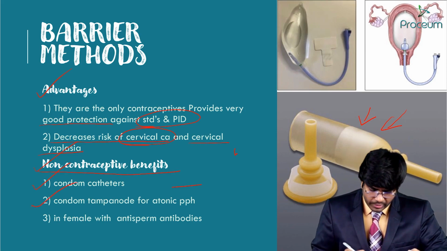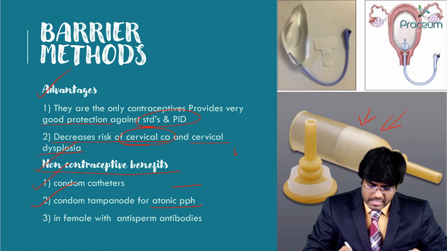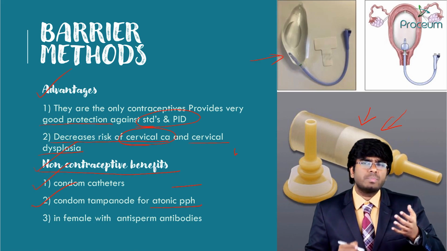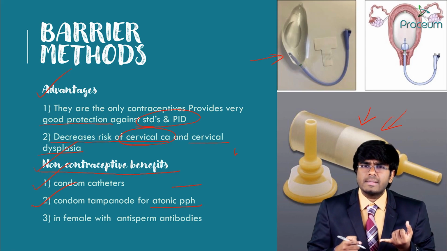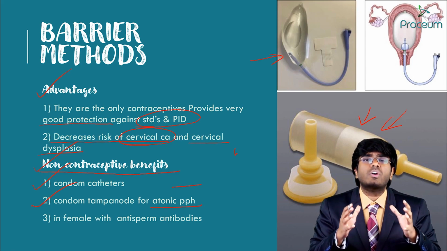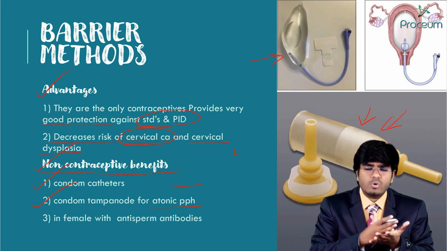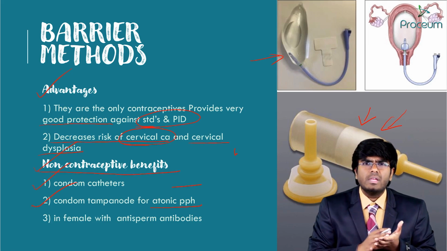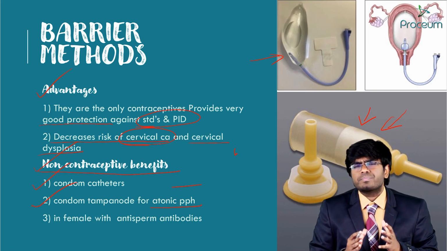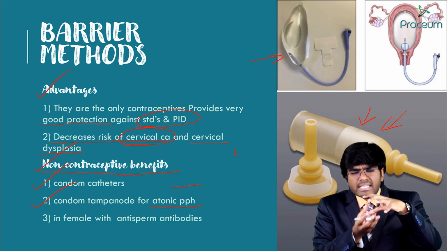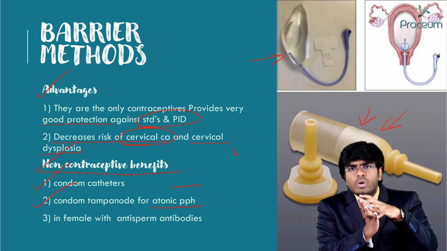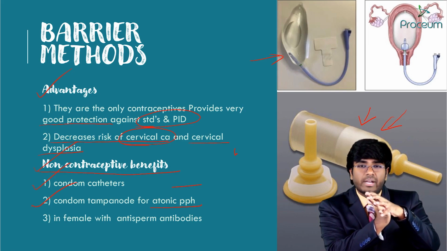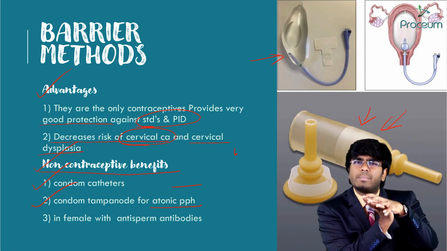Now, condom tamponade for atonic postpartum hemorrhage. Guys, you can concentrate here. What is PPH? Postpartum hemorrhage, which means there is too much bleeding after the delivery of the baby. So what can we do? As there is hemorrhage happening, you need to strongly oppose the bleeding blood vessels. Okay, you need to strongly oppose them.